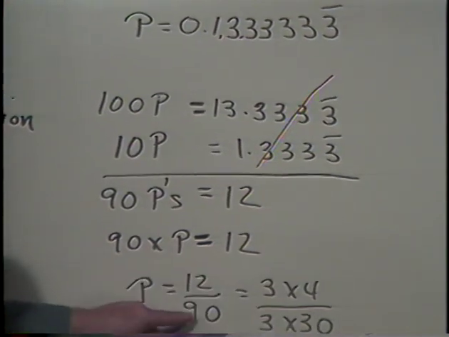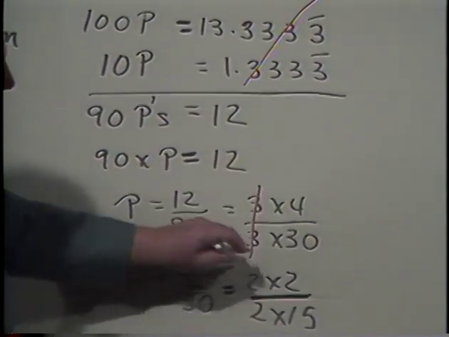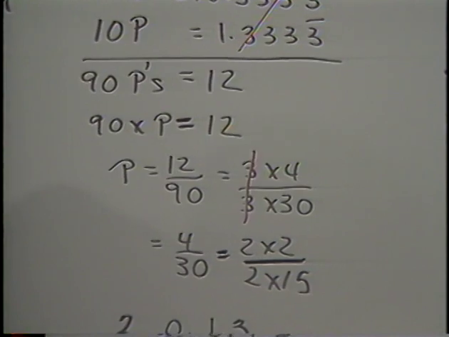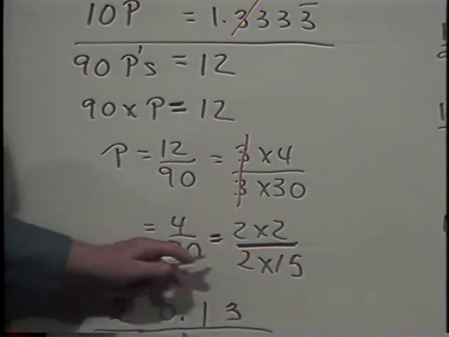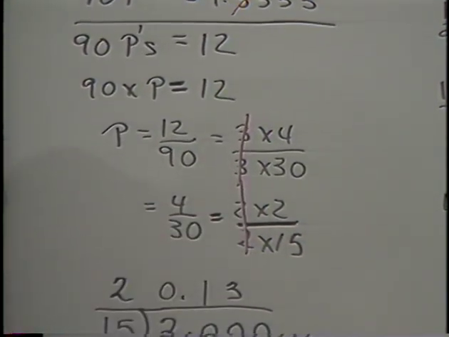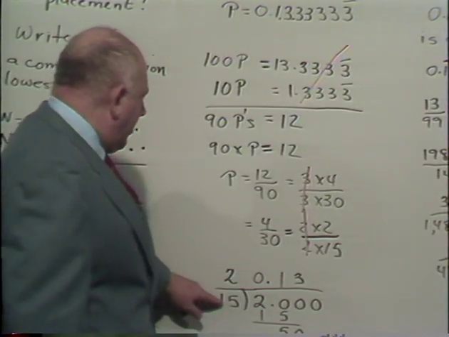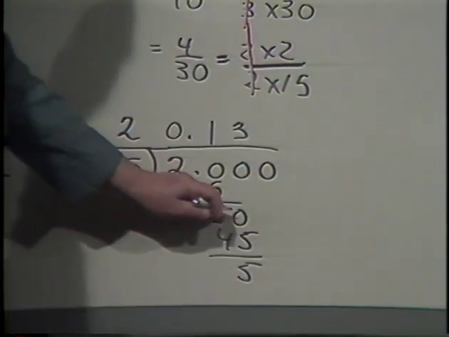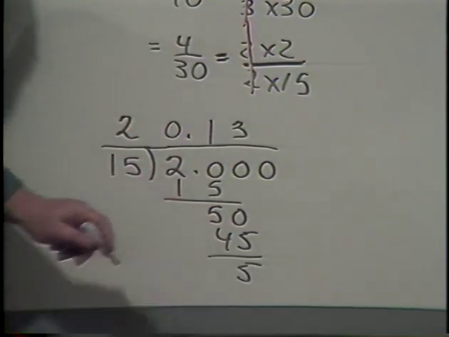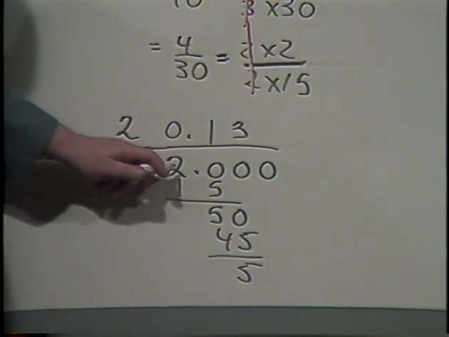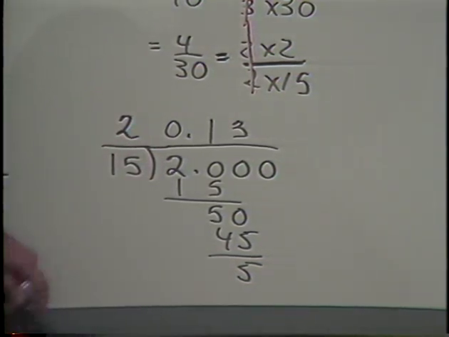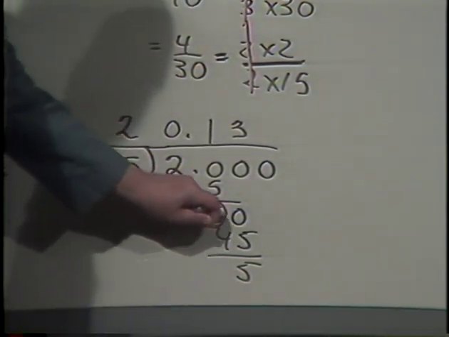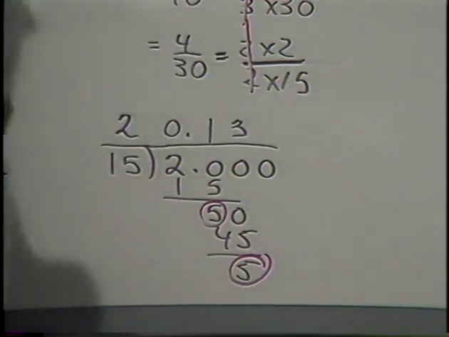12 is 3 times 4. 90 is 3 times 30. That leaves me 4 over 30. 4 is 2 times 2. 30 is 2 times 15. So the answer is 2/15. And lo and behold, if I check this, 15 goes into 20 once with a remainder of 5. 15 goes into 50 3 times with a remainder of 5. Notice that I started with a 2 followed by zeros, but the first remainder that repeated was a 5.